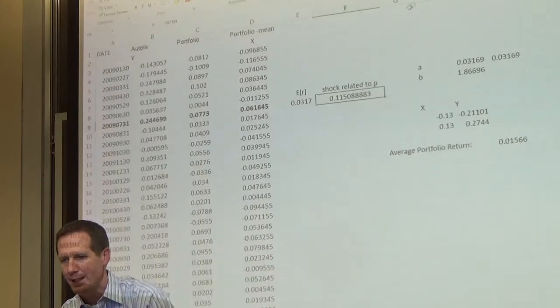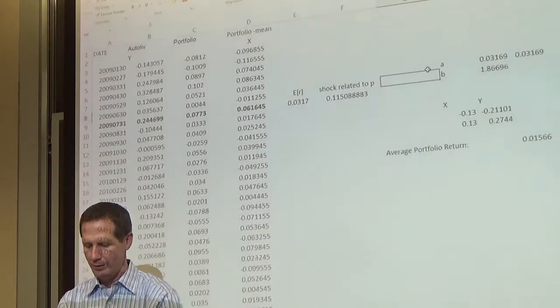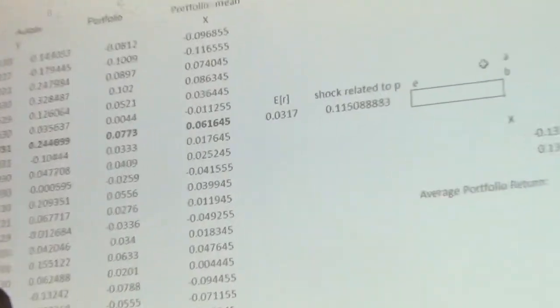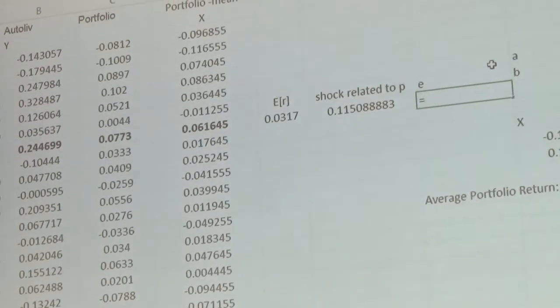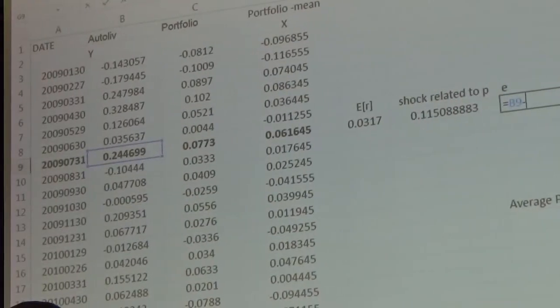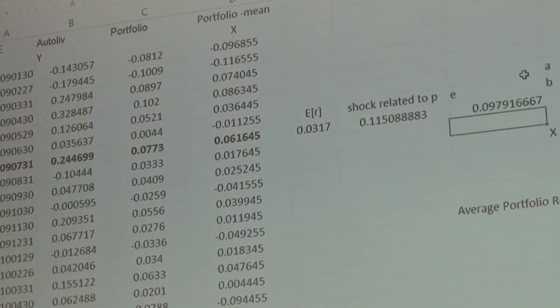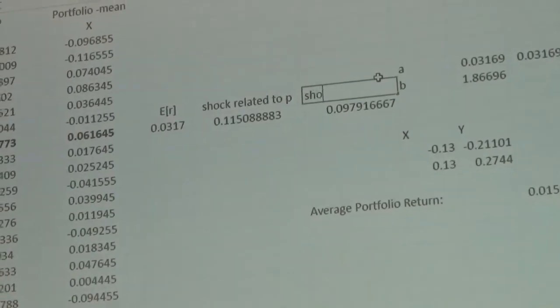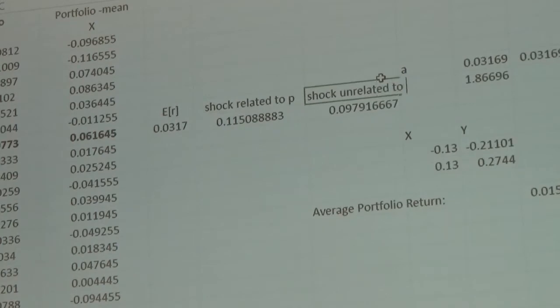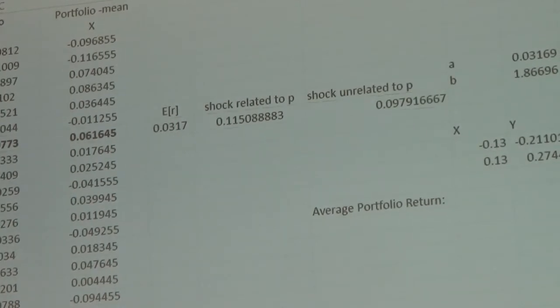Okay. Now what we can do is get the leftovers, the shock that is unrelated to news about the portfolio. So how do we find that? The leftovers? Just the difference, yeah. So it's that minus that minus that. Whatever is left over. Okay, so we get that. And that is the error term, that is the shock to Autoleave that is unrelated to the portfolio. Okay. So by construction, these sum up to that thing there.